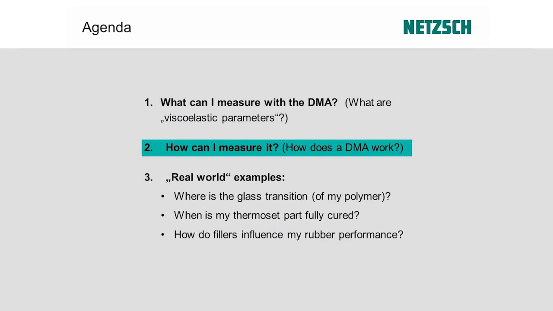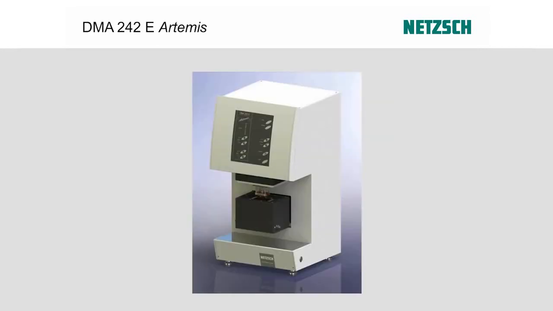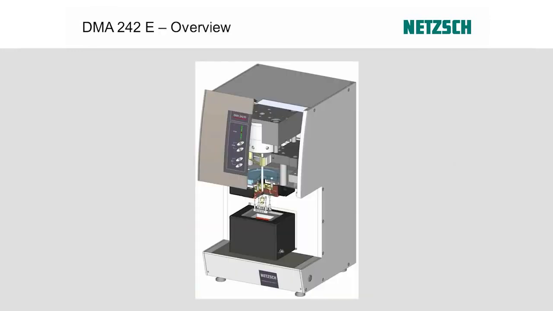Okay, how can I measure these properties now? How does the DMA work? This is what our DMA looks like. This is a DMA 242 E Artemis. And in order to understand it, we will take a closer look. This is what it looks like from the inside.